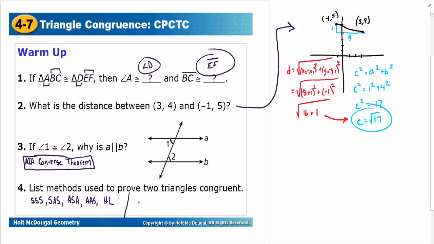The ones that don't work, it's easy to remember which ones don't work, and then the remaining scenarios are the ones that do. I always say, remember, angle, angle, angle doesn't work, and I always use the example of two equilateral triangles where one's bigger than the other. It's the easiest way to remember it, because these are all 60-degree angles if they're equilateral, but they're not the same size.